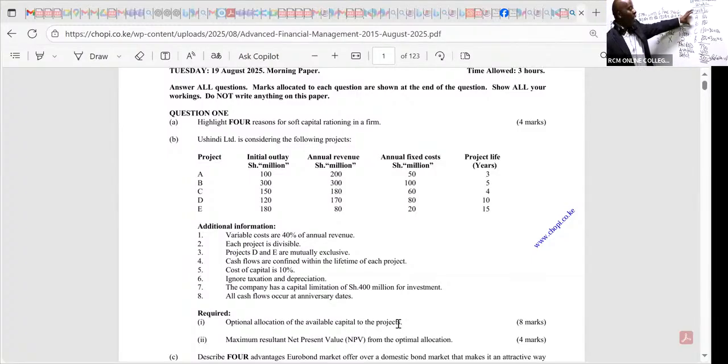We have allocated 100 to A. For E, how much have we allocated? And how much to C? When you add this 120, 180, and 100, will you get 400? Yes. So you've been able to do the optimal allocation. Look at the next question. They want us to give them the net present value for the projects we have now invested in. So the maximum resultant net present value from the optimal allocation. Not a problem.